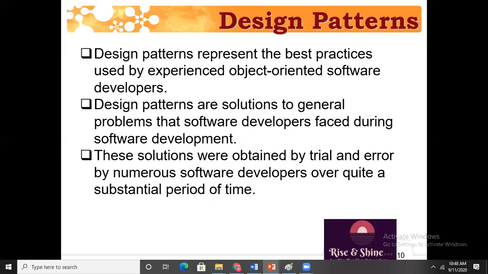So patterns are nothing but the solutions obtained by the trial and error method. That is, this is the problem and this is the solution, and one by one we apply that solution to that problem. Then what happens when we apply that solution? What consequences are there? That context is called a pattern. And whenever we apply that solution in the design phase, it is called a design pattern.